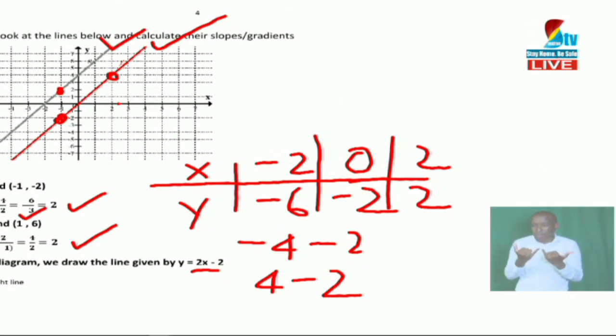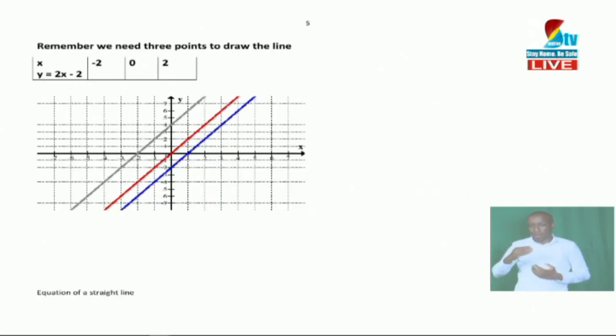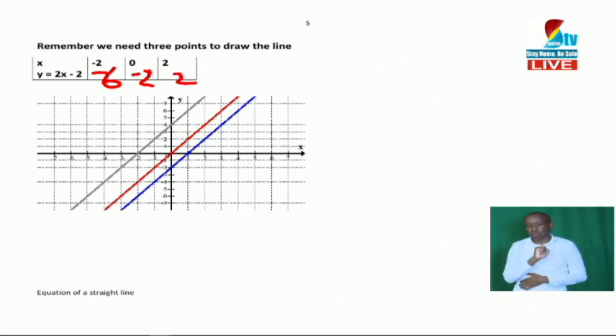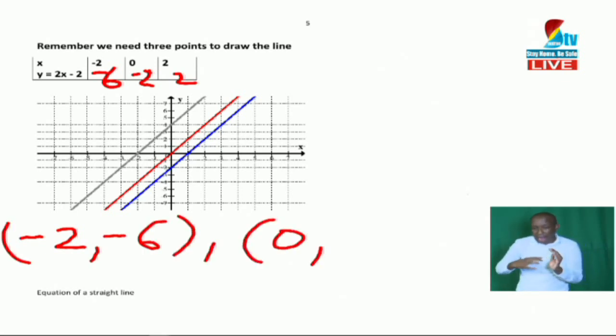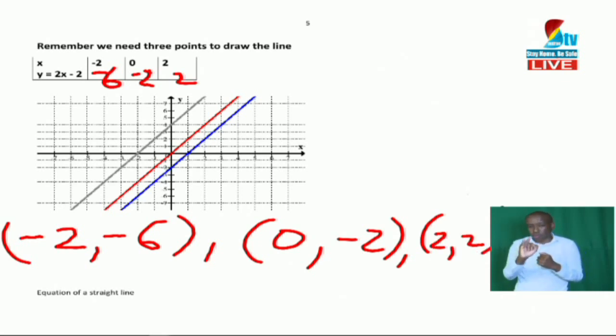But let us go on to the next slide. So we said here we got -6, here we got -2, and for this one we had 2. Let us look at these points and do their coordinates. So we are going to have coordinates like -2,-6. The next one is going to be 0,-2. And then lastly we are going to have 2,2, like that.